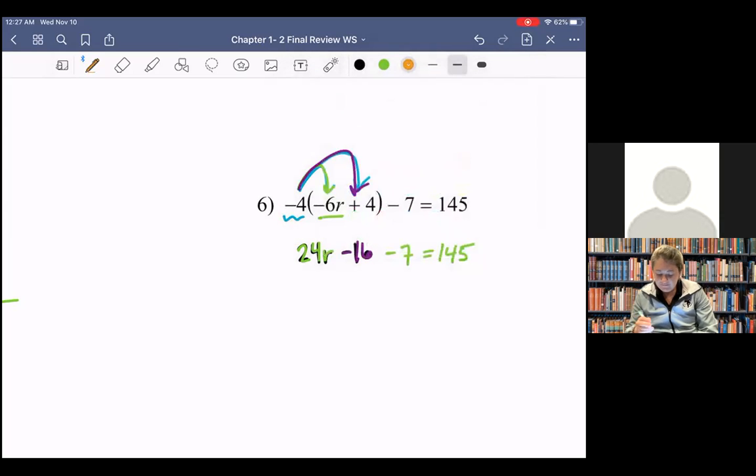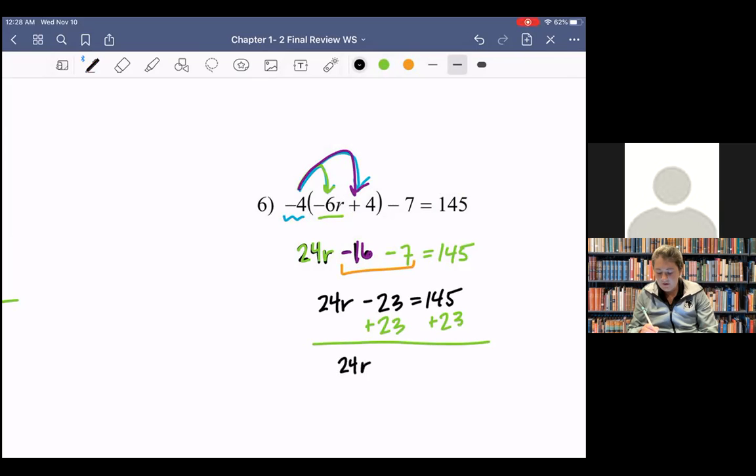Okay, I don't see any, well, that's not true. Here's some like terms I can find. -16 minus 7. So then I have 24r. -16 minus 7 is going to be -23. It's 145. So now I will add 23 to both sides, and I'll have 24r equals 145 plus 23 is 168.